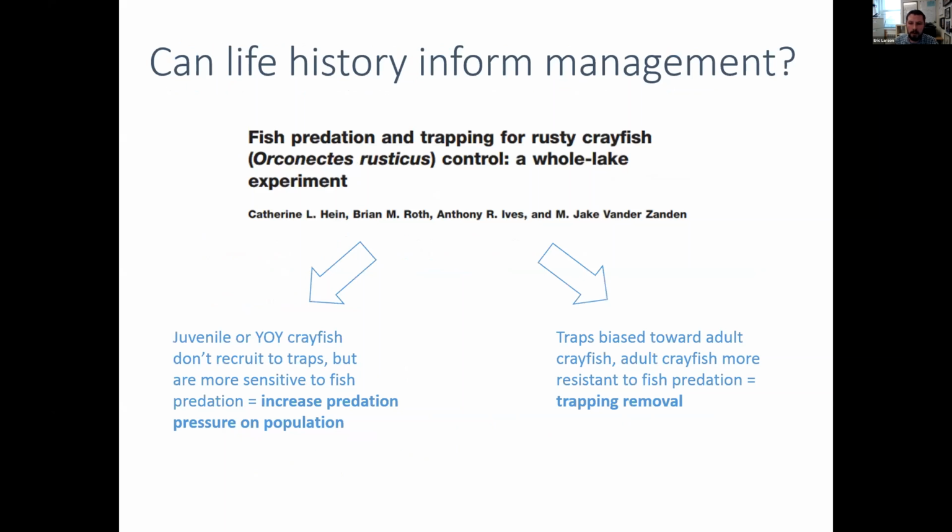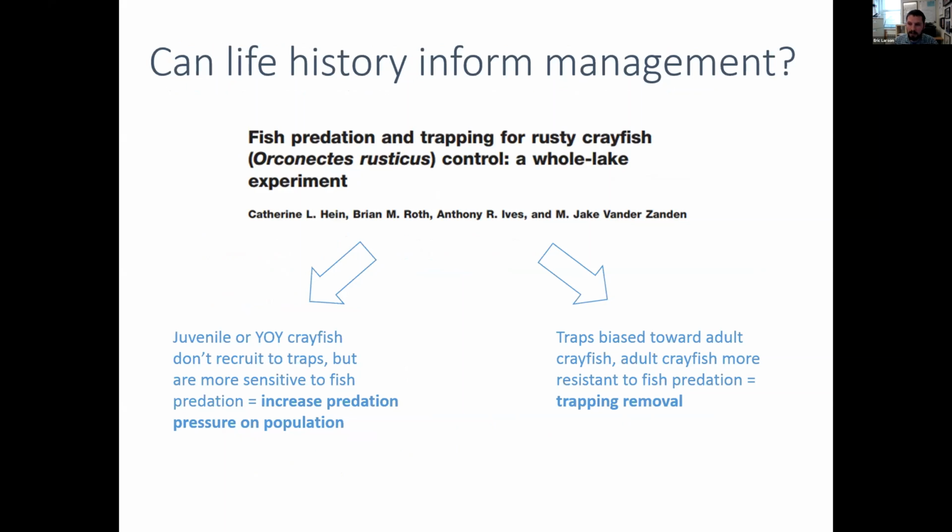So can life history information inform management? Something's already established in your jurisdiction. Can you control or eradicate a crayfish? The University of Wisconsin group, Jake van der Zanden, Brian Roth, now at Michigan State.